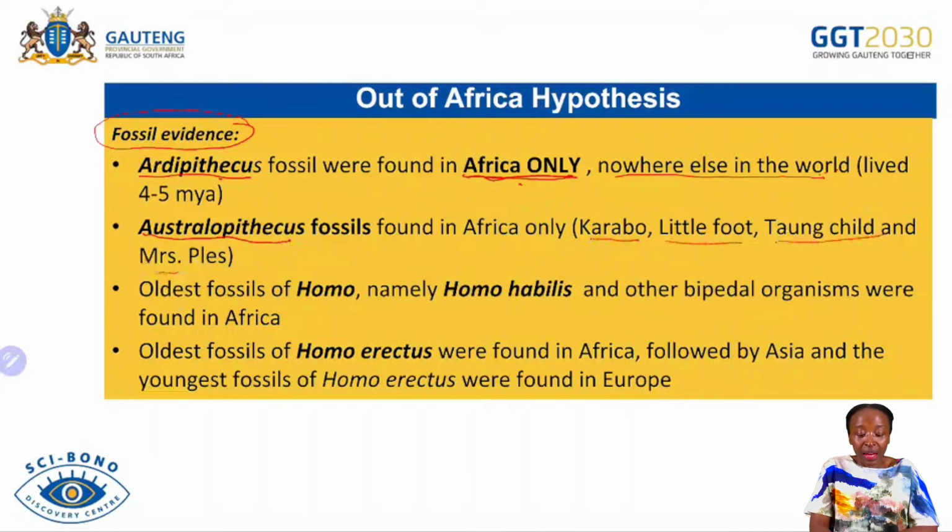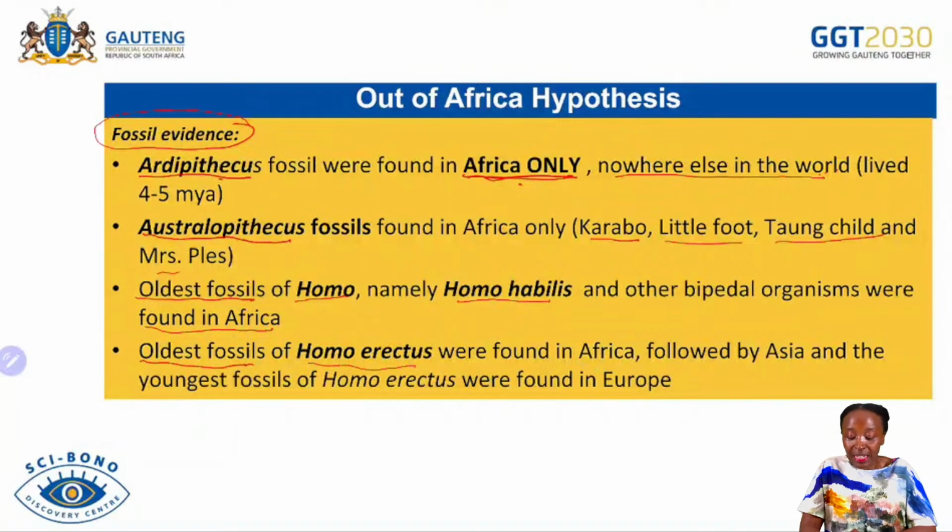And then what else supports this out of Africa hypothesis is the fact that the oldest fossils of the Homo habilis and other bipedal organisms were also found where? In Africa. Also, the oldest fossils of the Homo erectus were found in Africa. And then later, some were found where? In Asia. And the youngest of these are now found anywhere else in the world, but their oldest were found in Africa. So how do you answer this? Explain out of Africa hypothesis or evidence that supports out of Africa hypothesis.